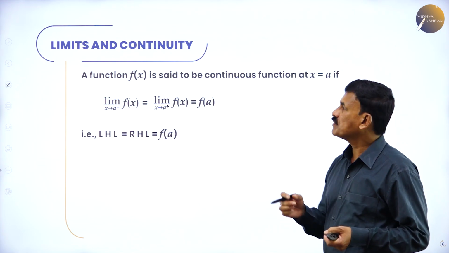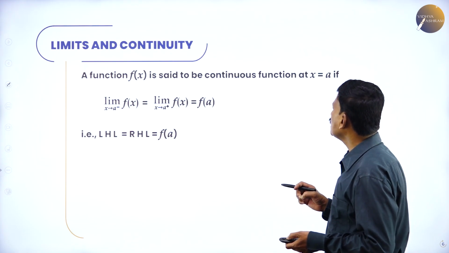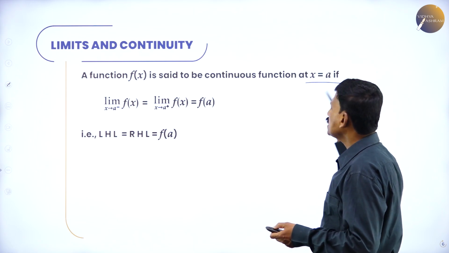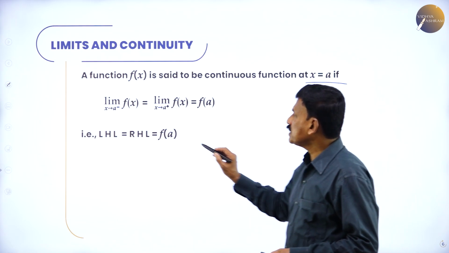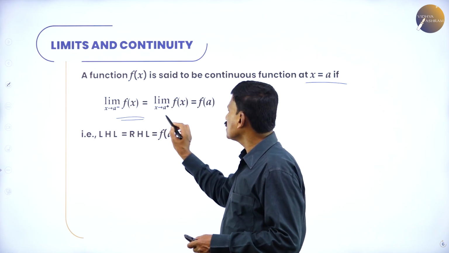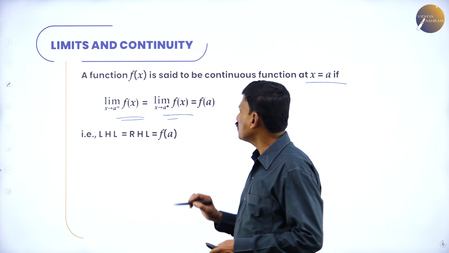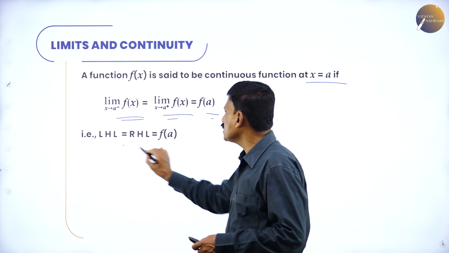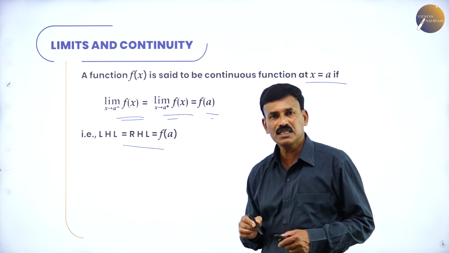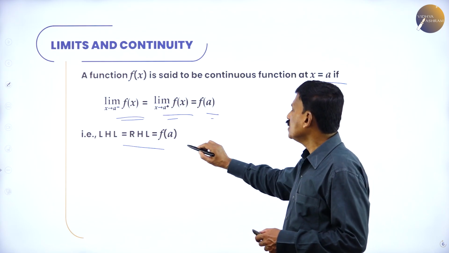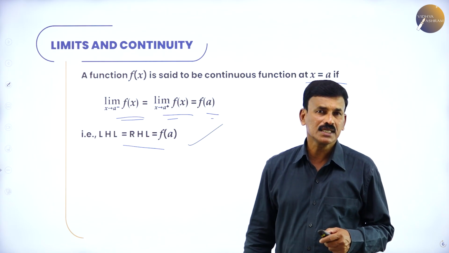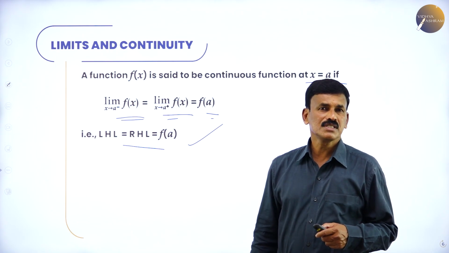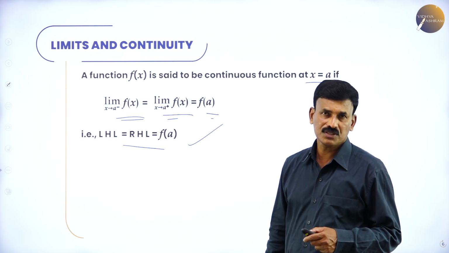That means a function f of x is said to be continuous at x is equal to a if limit x tends to a minus f of x is equal to limit x tends to a plus f of x is equal to f of a. That means left hand limit is equal to right hand limit is equal to functional value. Then the function is said to be a continuous function. Otherwise, it is a discontinuous function.